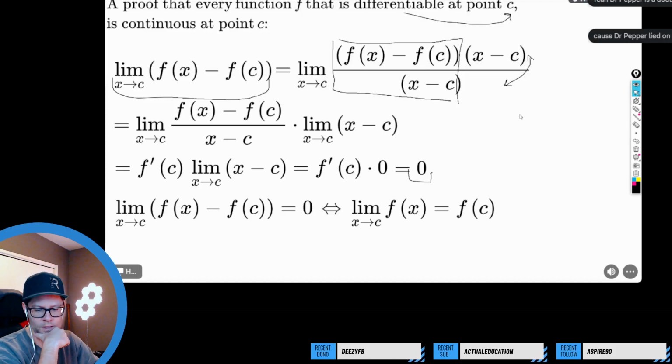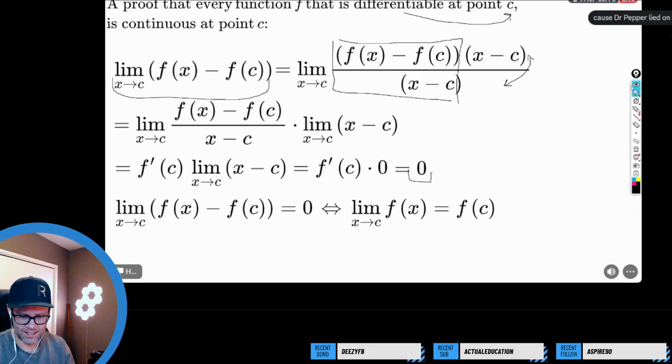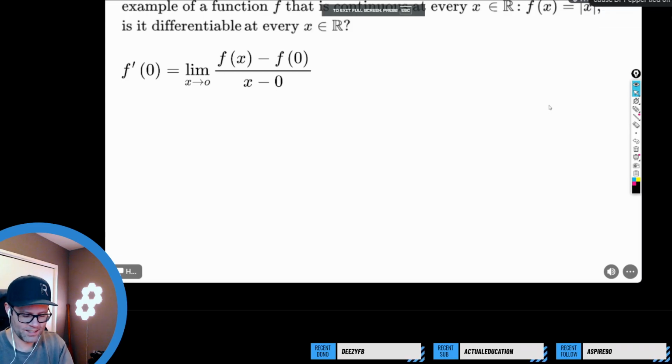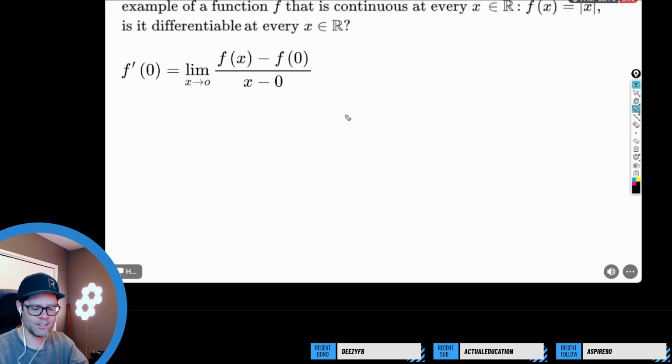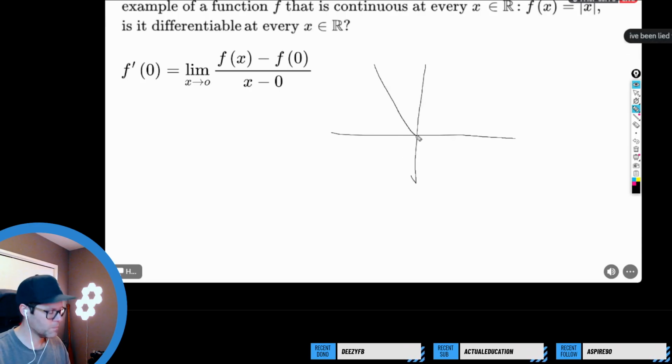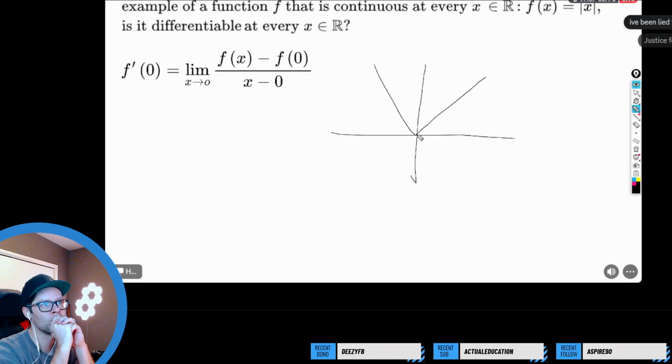But after we show that if it is differentiable, it is continuous, the question is, if it is continuous, is it differentiable? And the answer is no. A very good example of it is the absolute value of x. If you look at its graph, it looks just like a V. You can see that its slope and rate of change changes dramatically at the point 0.